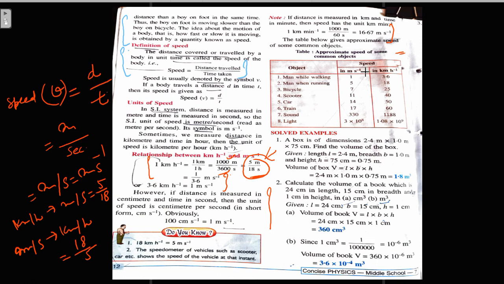So this is speed, approximate speed. Please keep in mind the speed of sound and speed of light in meter per second and kilometer per hour. These two are important, speed of sound and speed of light, right?